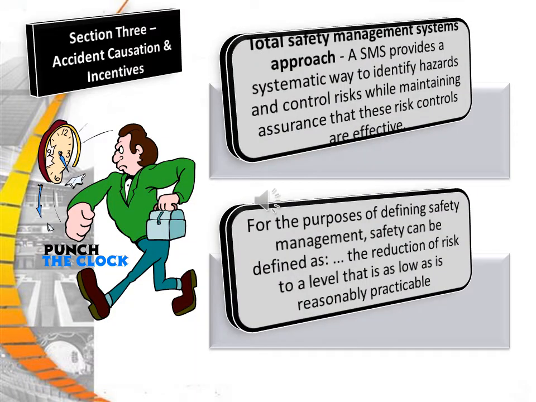Total Safety Management Systems approach. SMS provides a systematic way to identify hazards and control risks while maintaining assurance that these risk controls are effective. For the purpose of defining safety management, safety can be defined as the reduction of risk to a level that is as low as reasonably possible.